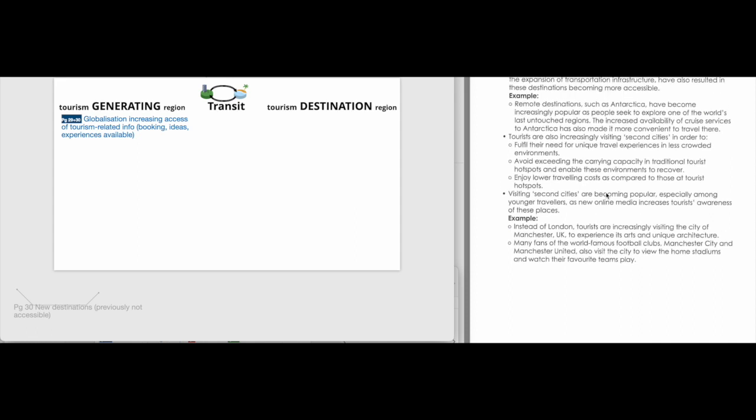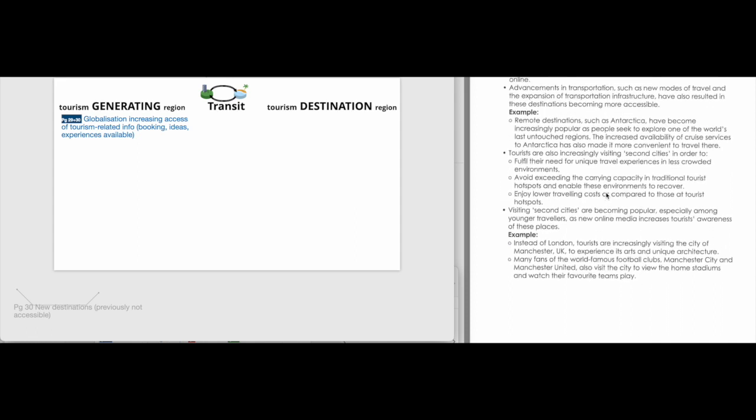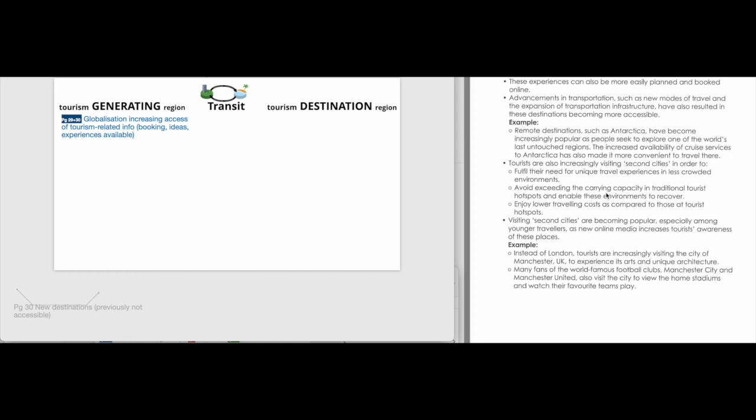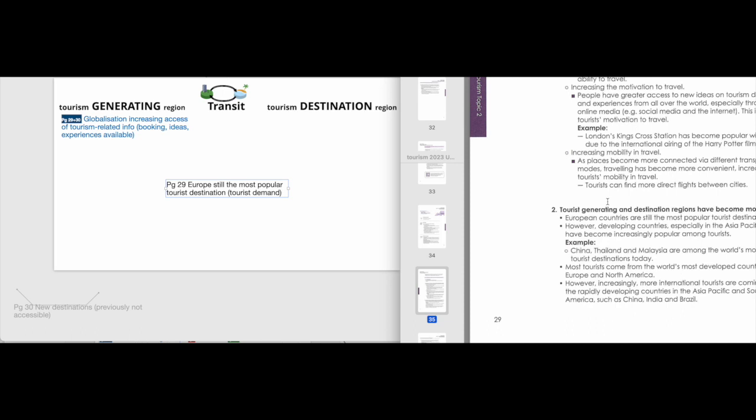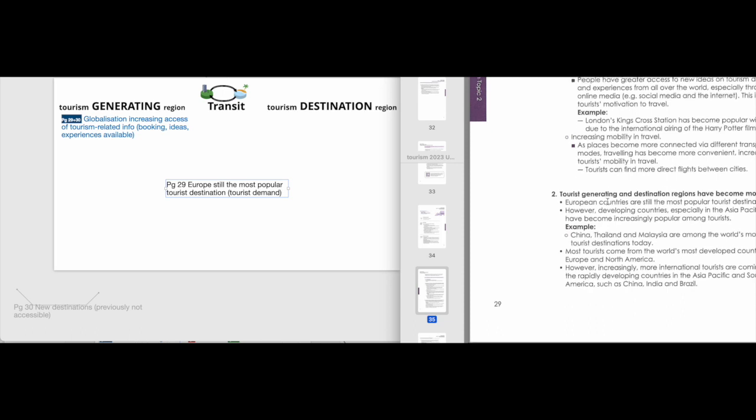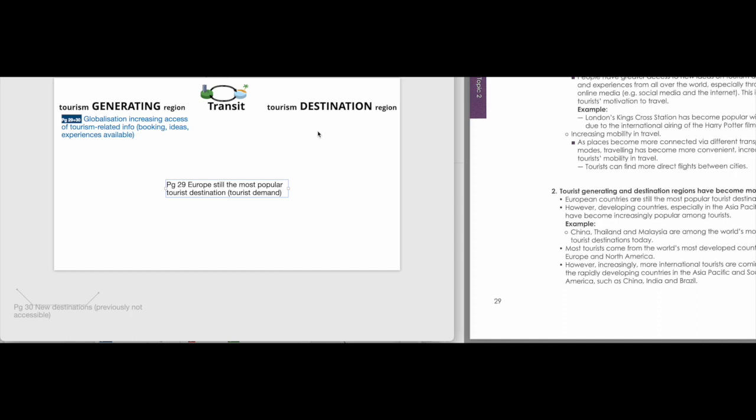Next trend mentioned over here: Europe is still the most popular tourist destination. Okay, Europe is still the most popular tourist destination. Is this because of changes to the generating region or destination region? Okay, pause and decide before you continue. Now that you have decided, where will you put them?